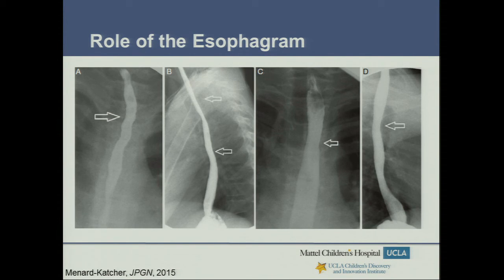And here's where I want to take a moment to let you know that there does seem to be an increasing role for esophagram in patients with EoE. So figures A and B show some areas of mucosal irregularity and some narrowing. And again, in C here, you can see an area of focal narrowing as well as in D. And so it is possible to pick up strictures on an esophagram.